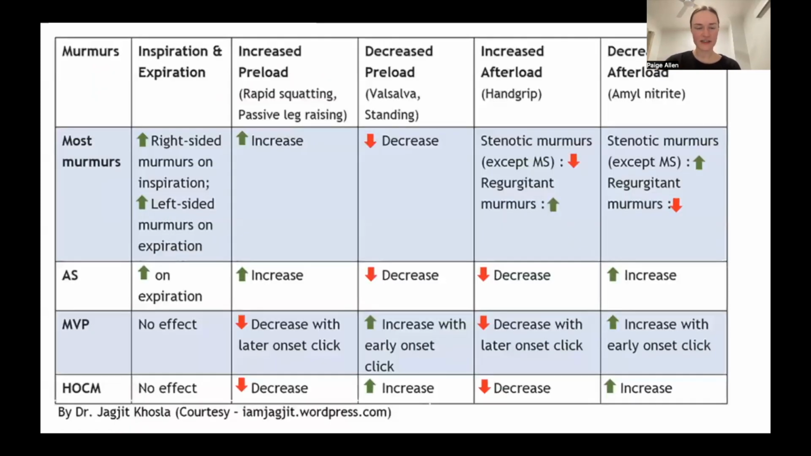Cool. So here's a nice little cheat sheet chart for the different ones if you're trying to differentiate between them. I would say this is probably pretty useful, especially when you're talking about inspiration, expiration, if you're confused about that, and the Valsalva, because they like to use that one as a keyword. But generally, if it's louder on Valsalva, it's almost always going to be HOCM.